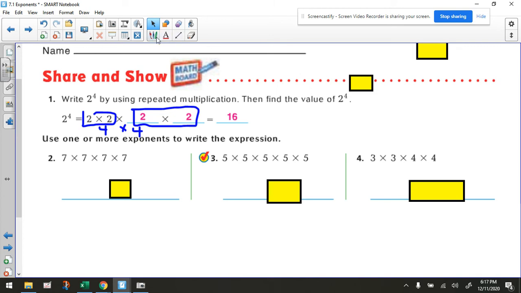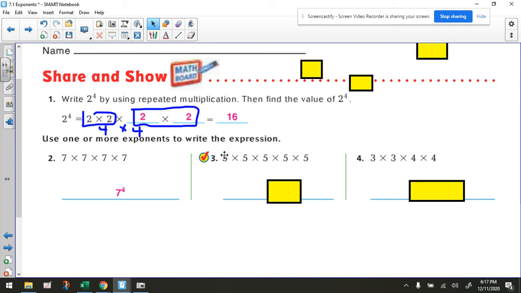So let's read the directions carefully here and see what they want this time. Use one or more exponents to write the expression. So here we have the same number repeating as a factor. So that would end up being 7 to the 4th power. All right, so a good way to use this video is look at it, see if you come up with the answer on your own, pause it, and then hit the play button to see if you're right.